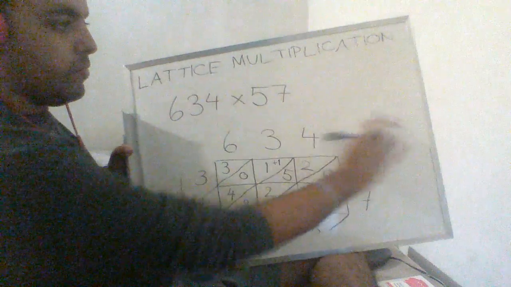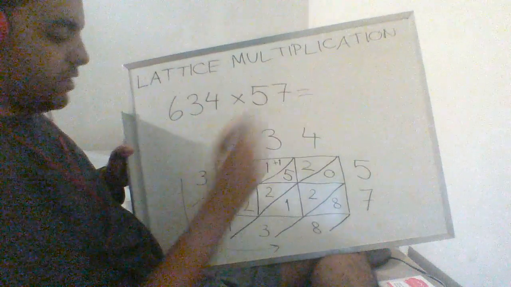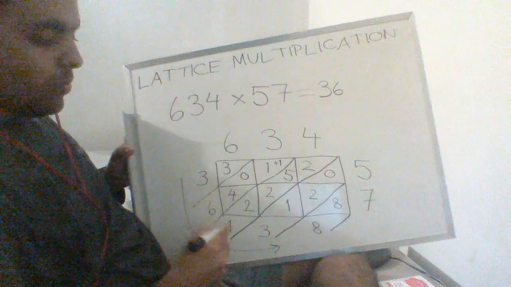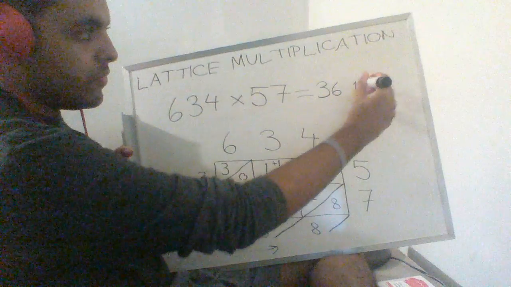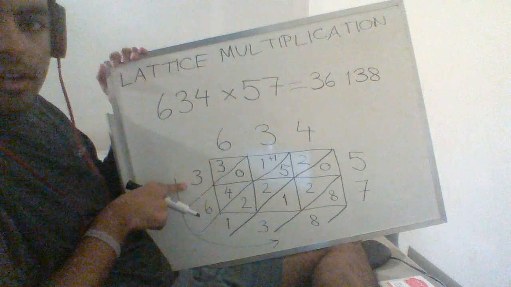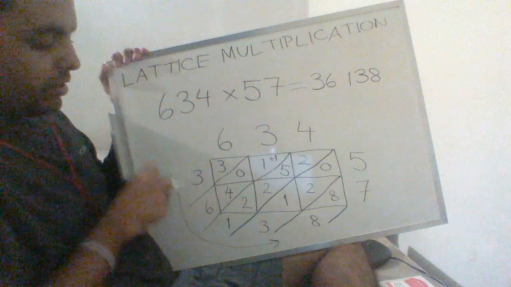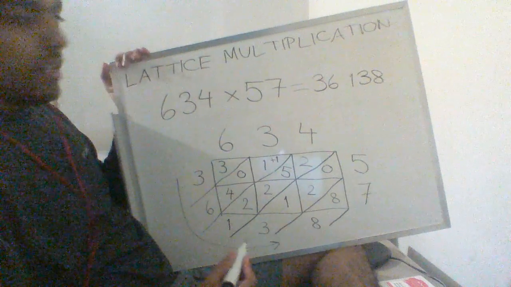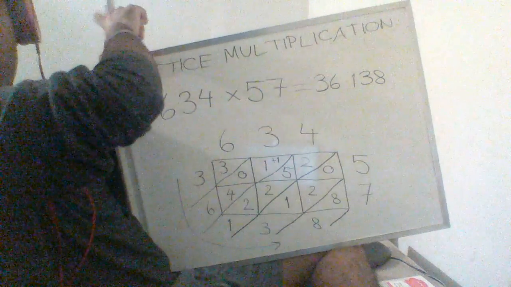So your final answer to this is 36,138. That's just by reading from up here in the top left, down and around to the bottom right. So you just read off those numbers, and that'll give you your answer. So hopefully that makes sense.